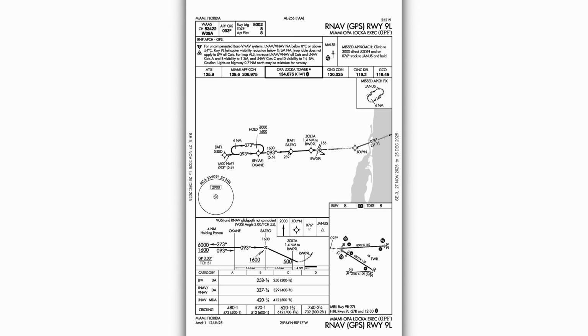LPV stands for localizer performance with vertical guidance, meaning that they're more sensitive as you get closer, and a specific type of GPS, known as a WAAS GPS, is required to fly an LPV. You don't need a WAAS GPS to fly LNAV/VNAV, but you do need a barometric VNAV system.